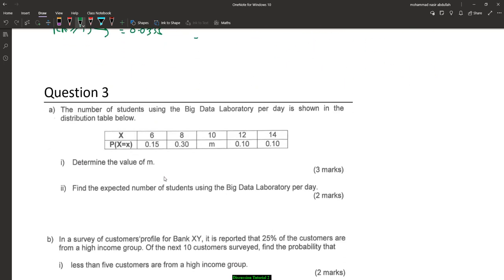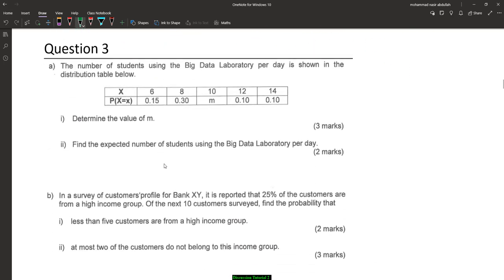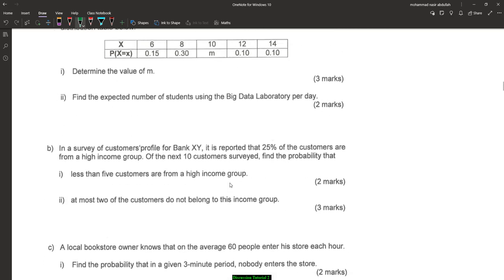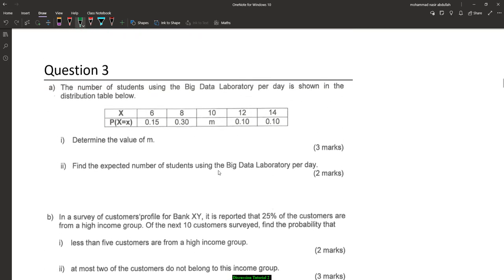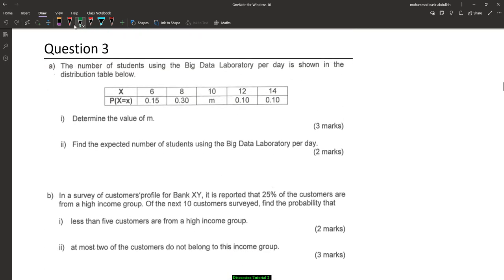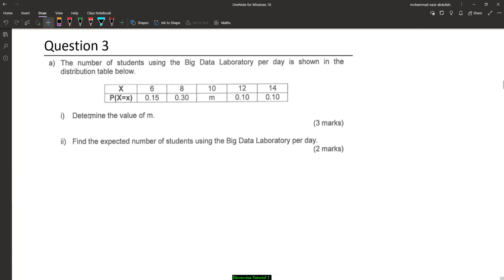Alright, now let's look at question number 3. We will finish up to number 4 quickly. There are 15 minutes left. So question number 3, the number of students using the big data lab per day is shown by the distribution table here, right?